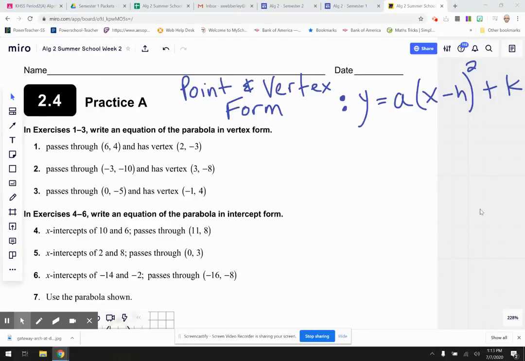All right, here's a video for practice A on 2.4 section. We're looking at the point and vertex form for the first three. It says write an equation of the parabola. So we've been looking at parabolas.